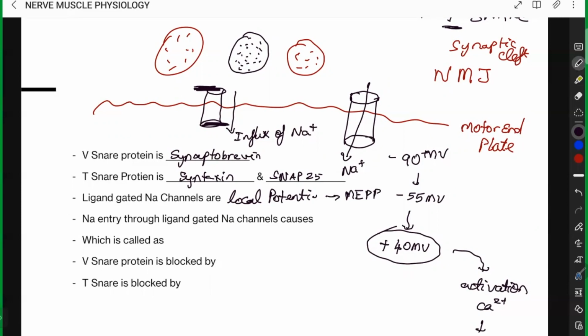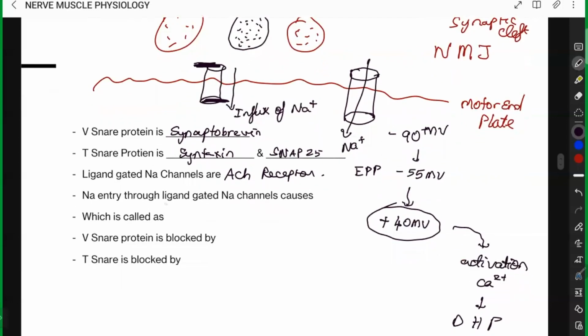The local potential is called the motor end plate potential. Sodium entry occurs through these ligand-gated sodium channels, which are acetylcholine receptors present at the motor end plate. This causes a local potential, otherwise called the motor end plate potential. It causes opening of voltage-gated sodium channels, which further depolarize to plus 40 millivolt and cause the skeletal muscle contraction.